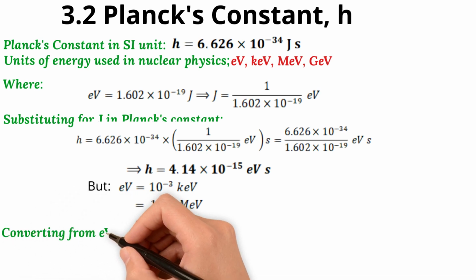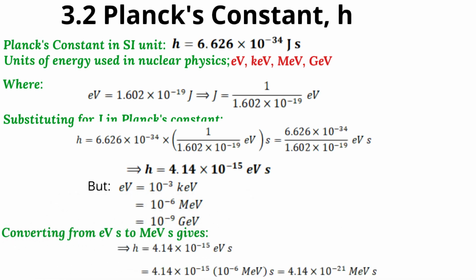Let's take, for example, mega electron volt. We know that electron volt is 10 to the minus 6 mega electron volt. So in the place of electron volt in what we have just derived, we can substitute 10 to the minus 6 mega electron volt, and we are going to have 4.14 times 10 to the minus 21 mega electron volt seconds. So in the next exercise, I want to see how you can get the expression for Planck constant in terms of kilo electron volt seconds and giga electron volt seconds.